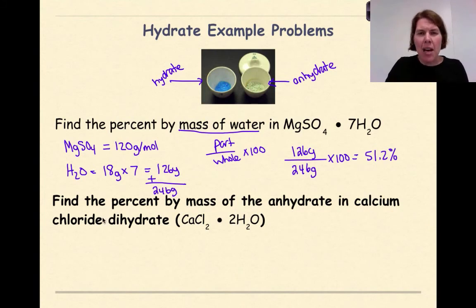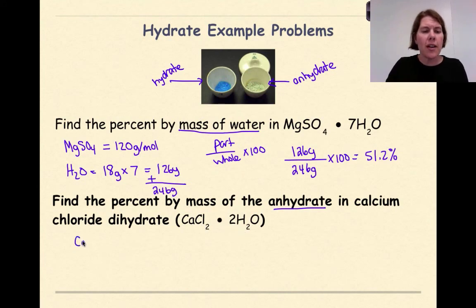Now let's look at a little different one here. This is not common on the Regents, but could they ask you this? Yes, they could. Absolutely. It's a different type of example that we're going to look at. This example asks, find the percent by mass of the anhydrate in calcium chloride dihydrate. So here's my calcium chloride. This would be my anhydrate part. And then the dihydrate is the 2 water molecules coming together.